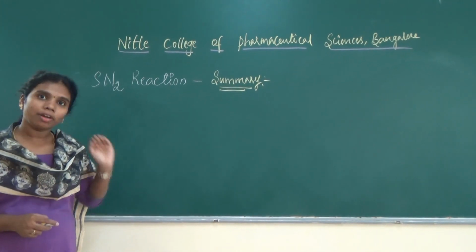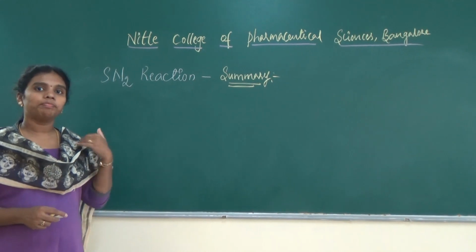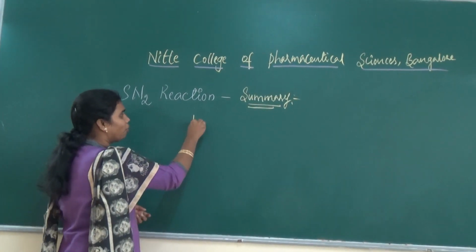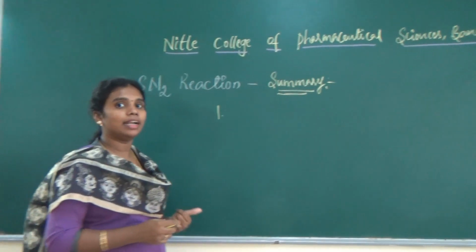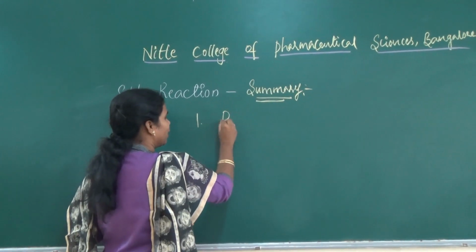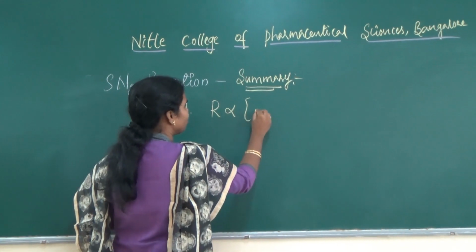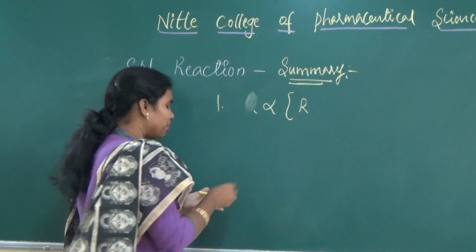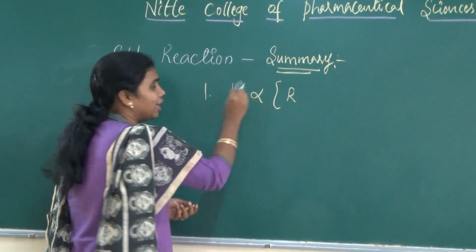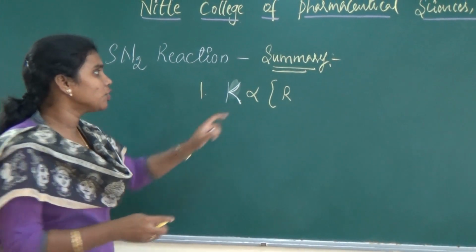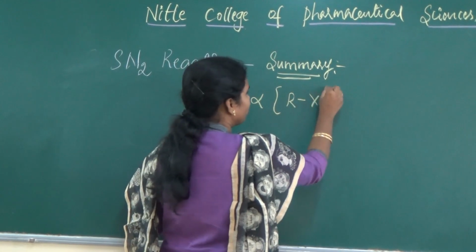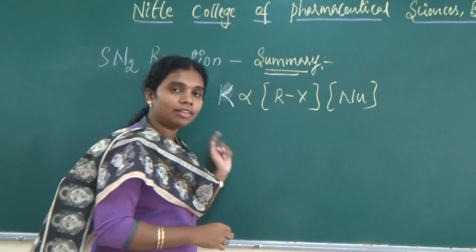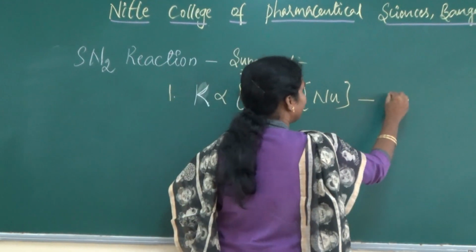So what are the important points to be represented from the exam point of view? The first important point is, as we all know and have already studied, the rate of reaction is directly proportional to the concentration of alkyl halide. Rate of reaction you should represent with K. Okay, K is a rate constant. It is directly proportional to RX, that is the alkyl halide, and the concentration of the nucleophile. That is why it is known as a bimolecular reaction.